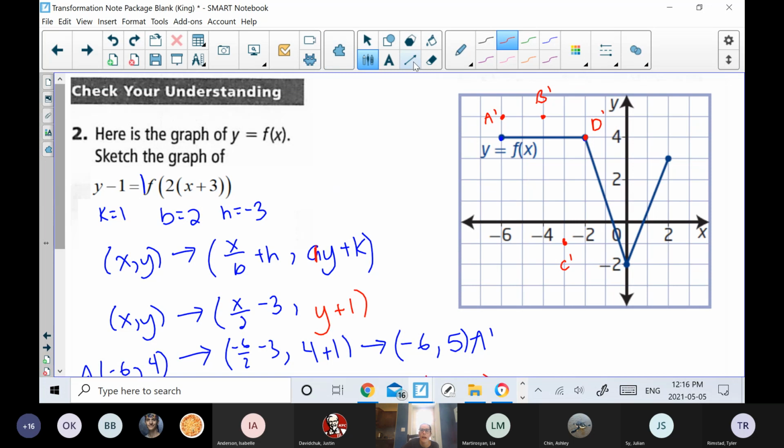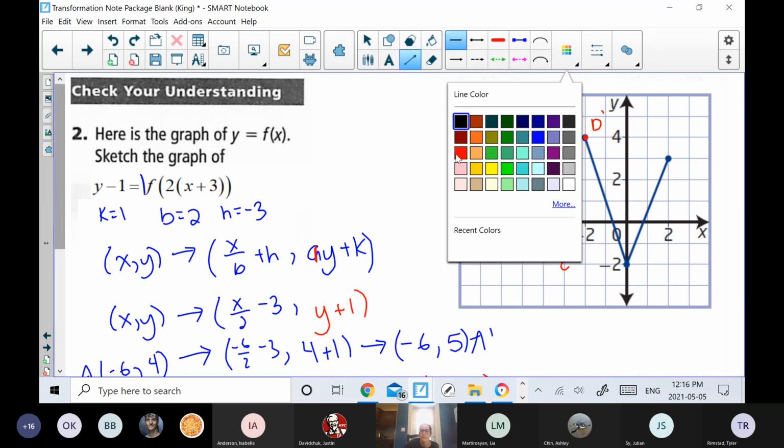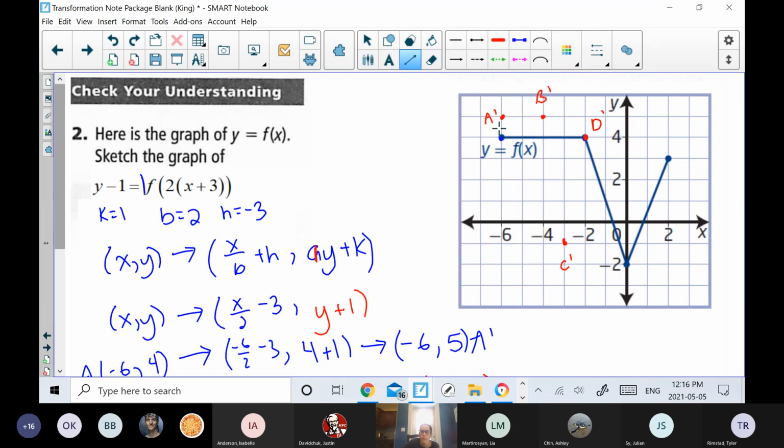You would take your ruler and your pen and go from A to B, B to C, and C to D. So this red graph that I have, that is the transformed graph.